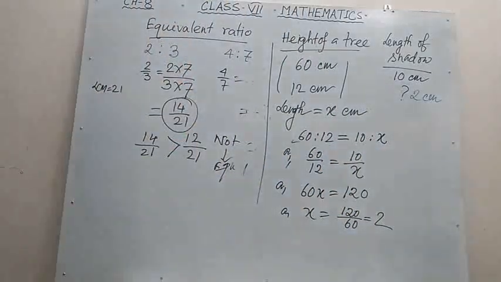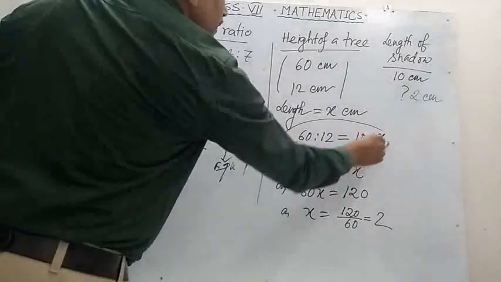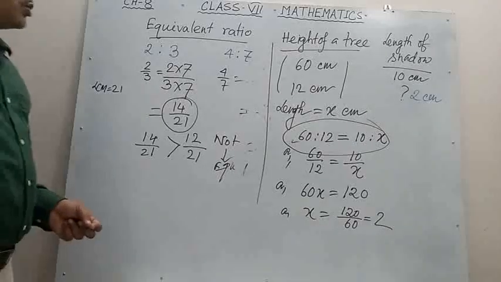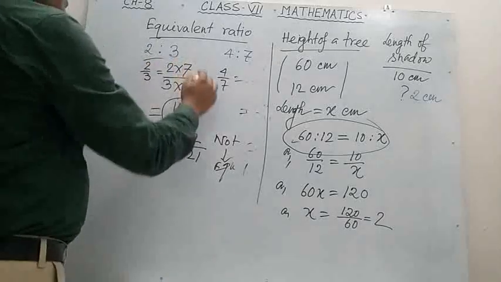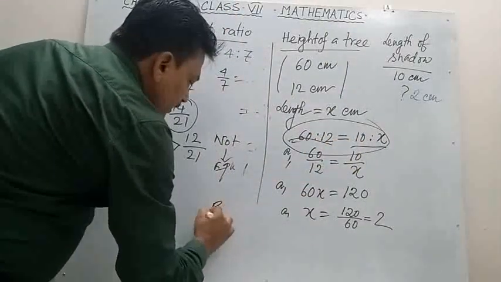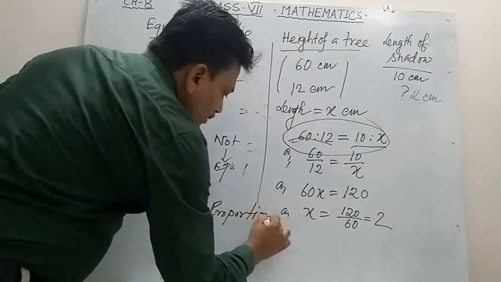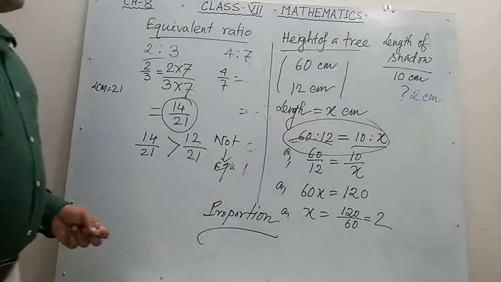So in this way, we can apply the equality of two ratios. If these two ratios are equal, they are also called to be in proportion.